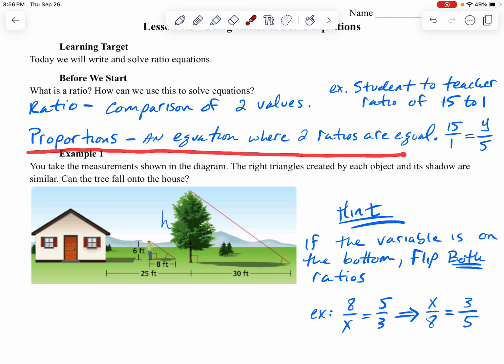Proportions are where we can write an equation where two ratios are equal. So if we thought about that 15 to 1 ratio of students to teachers, this would be equal to another ratio where maybe we have 5 teachers, but I don't know how many students that would be. Since this is a proportion, we know that these things are the same, and we can use that idea to solve for this missing value. That's what we're going to get to in just a couple minutes.